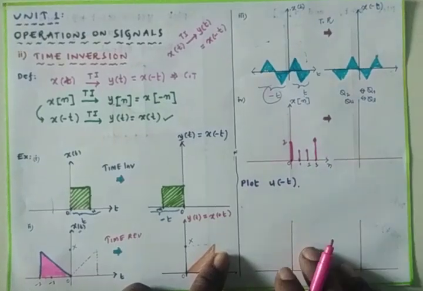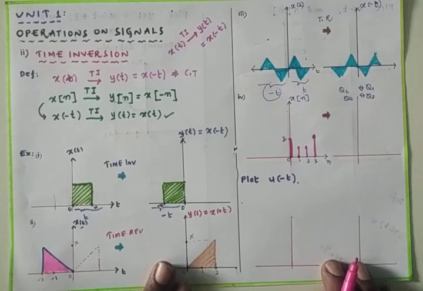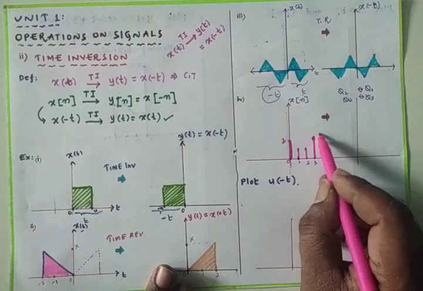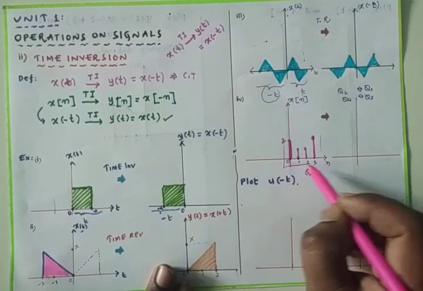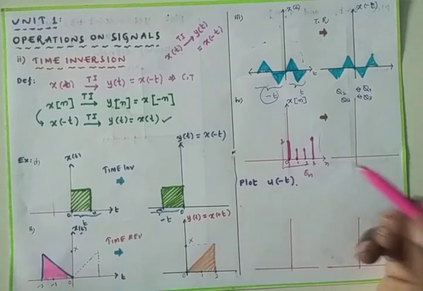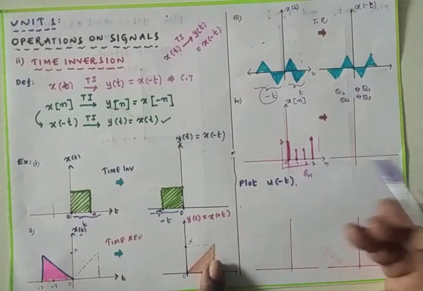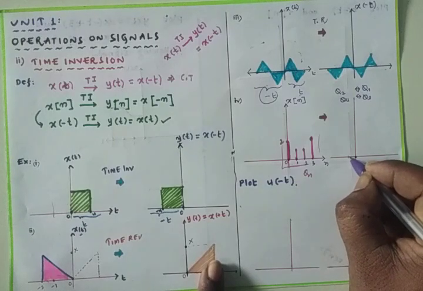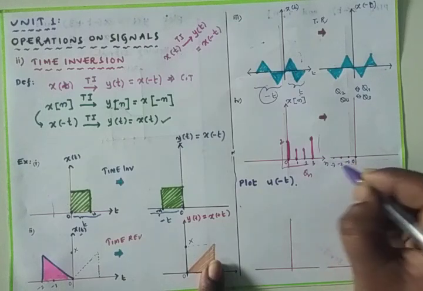At 2, that means the same signal has to be shifted to the right side by making use of the folding operation. Here the signal is in the first quadrant, because all the integer values are positive. Whatever the integer values that are positive, you have to replace with the negative values. The integer values we have are 0, 1, 2, 3, and we have to replace them with the minus value. 0 remains the same, 1 becomes minus 1, 2 becomes minus 2, 3 becomes minus 3.